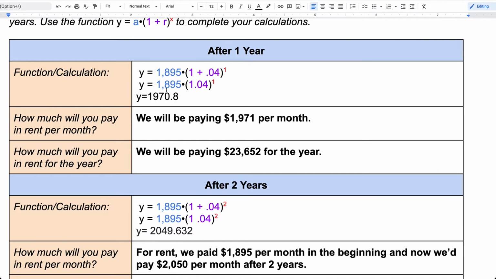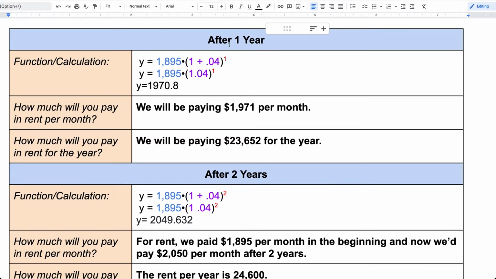So now, after 1 year of living in the same place, assuming that the rent is going to increase by the 4%, to calculate the new rent, Y equals 1,895, which again is the initial value, times 1 plus 0.04, because 4% as a decimal, that's 4 divided by 100, is 0.04. Now, to simplify this, go ahead and add the numbers together, and that's what takes you to this next step, 1.04. Now the exponent. The exponent, again, represents the number of years after that initial year.